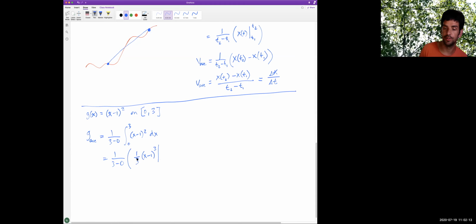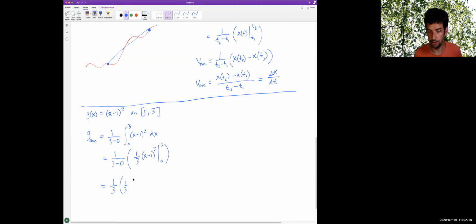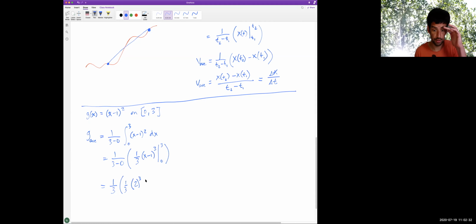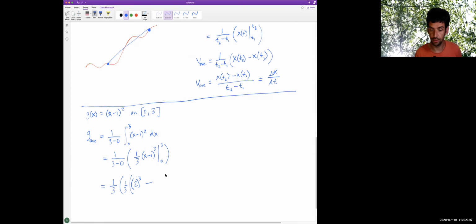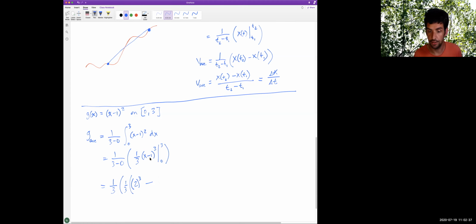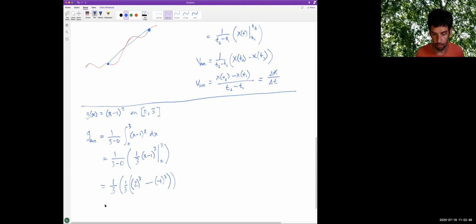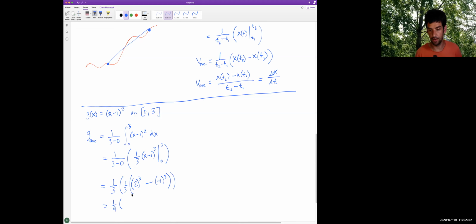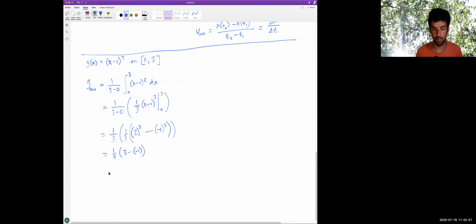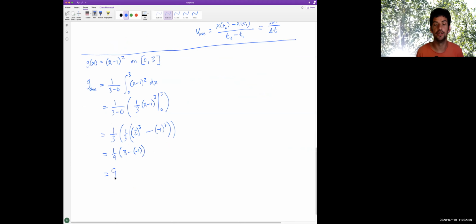1 over 3 minus 0, I should probably stop writing that minus 0. And then I've got 1/3 of, so 3 minus 1 cubed is 2 cubed, minus, let's just factor the 1/3 out of both of these, minus 0 minus 1, or negative 1 cubed. All right, so 1/3 times 1/3 is 1/9. And then in the parentheses, I've got 8 minus negative 1, which is 9. So we end up with 9 over 9, or 1.